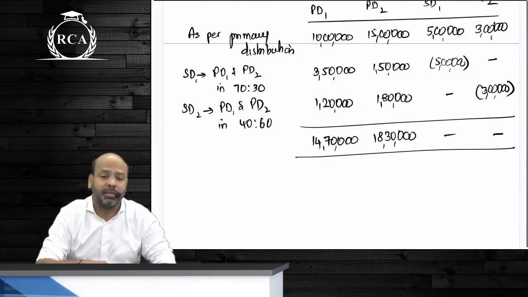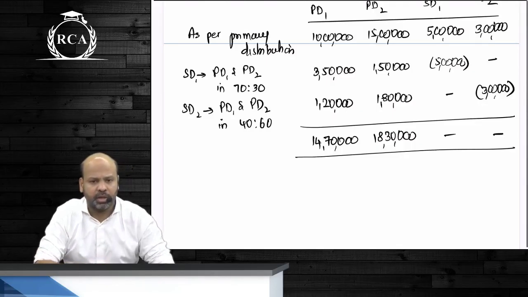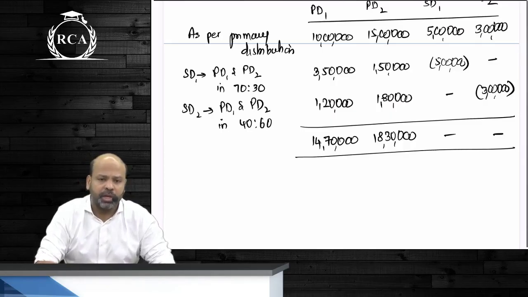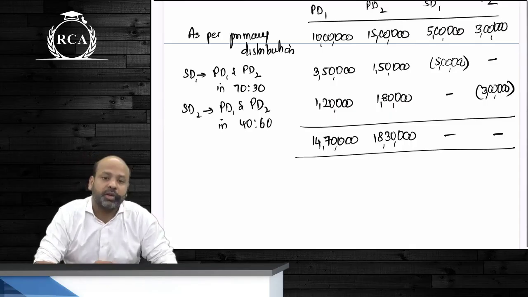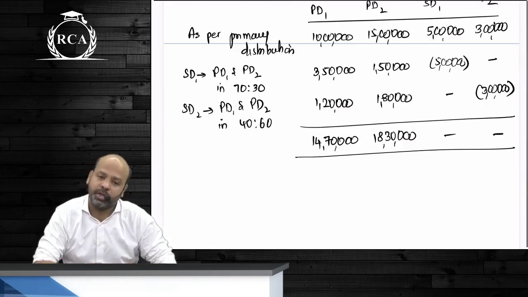Can a service department render service to its own department? Definitely yes. Let's say there's a maintenance department that has its own machines for maintaining. Can they maintain their own machines? Yes, but you will not be able to allocate cost to itself. Even if they render service to themselves, the cost will still be allocated to the other departments.